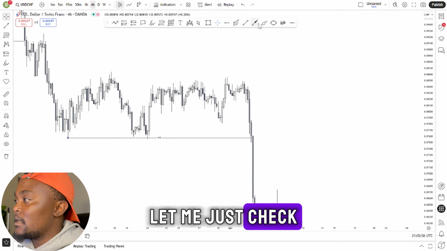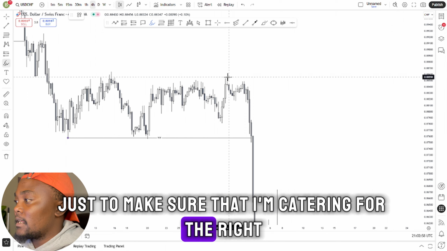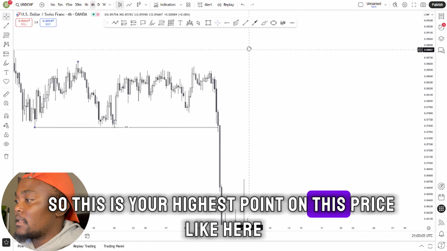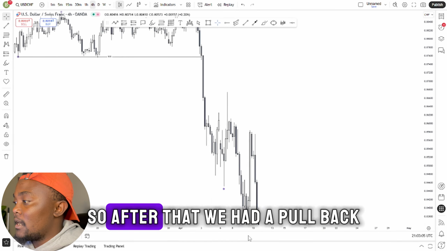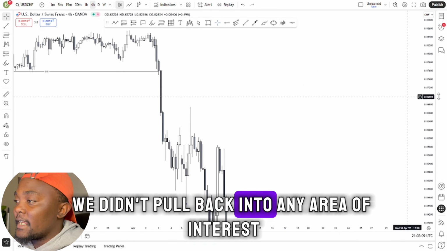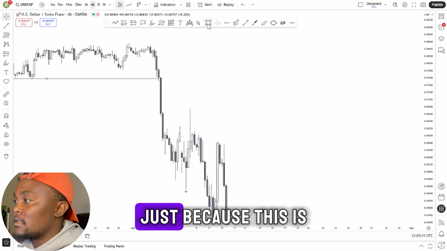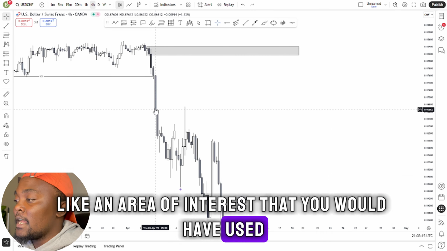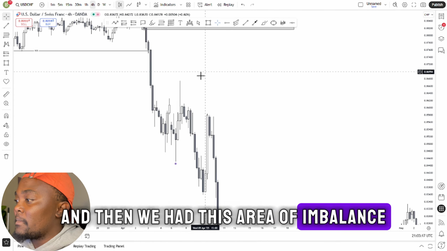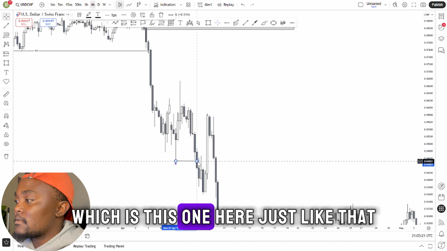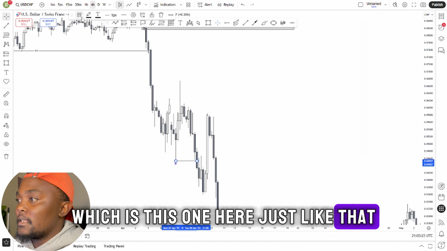Let me just check to make sure that I'm catering for the right structures. So this is your highest point on this price leg here. So after that, we had a pullback. As you can see, we didn't pull back into any area of interest, just because this is like an area of interest that you would have used. And then we had this area of imbalance. So after that, we had a new break of structure, which is this one here, just like that.